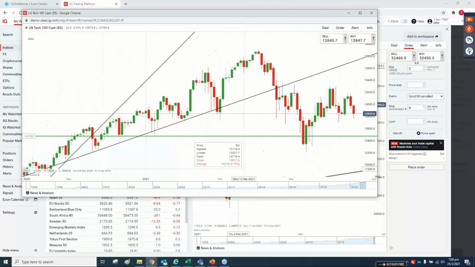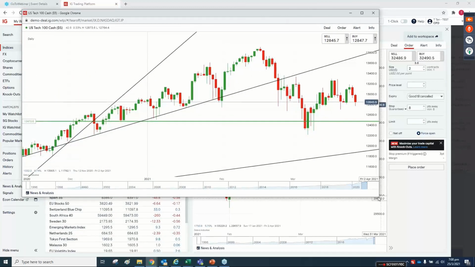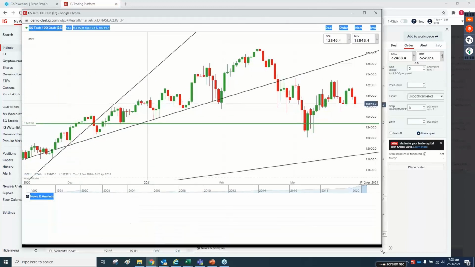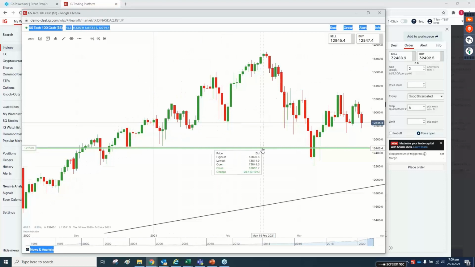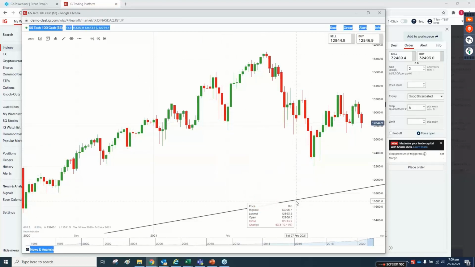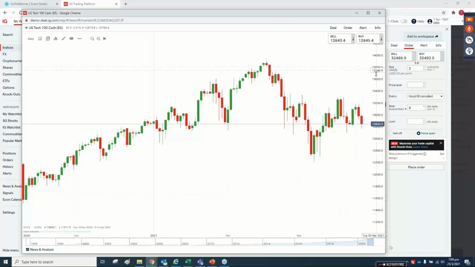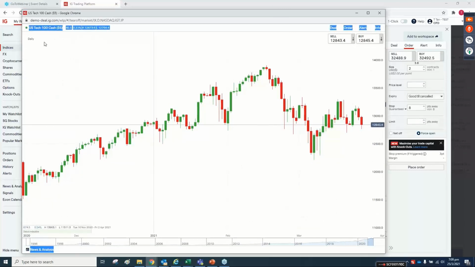Okay, let me just stretch this a little bit. Okay, let me just delete away the existing trend lines that I have drawn in the past. Okay, so we start with a clean slate first. Now, I'm actually looking at the daily chart right now first.